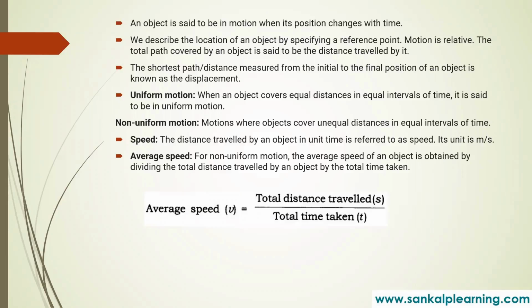Non-uniform motion. If the body is covering equal distance in equal interval of time, it is called uniform motion. If it is covering unequal distance in equal interval of time, it is called non-uniform motion. Some textbooks give non-uniform motion in this way also, as equal distance and unequal time.